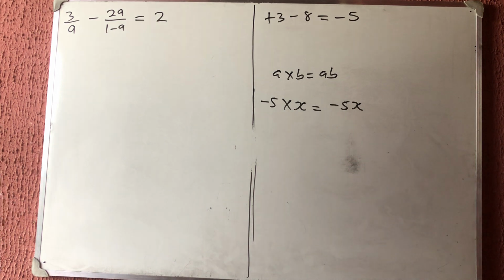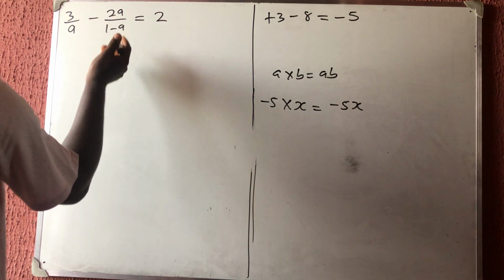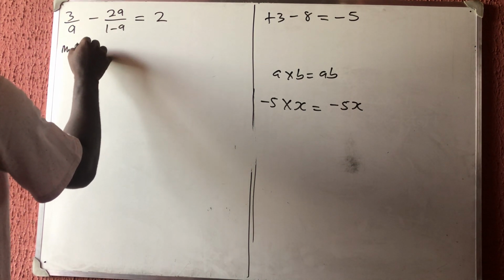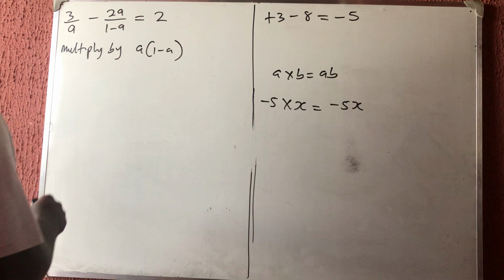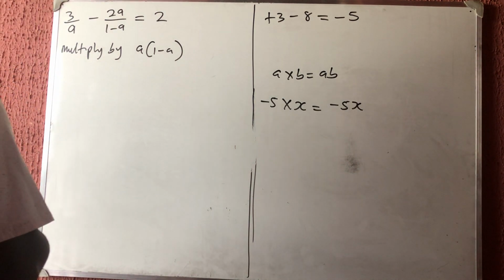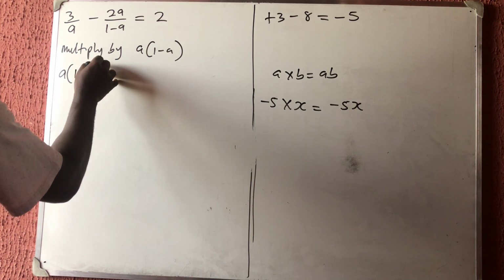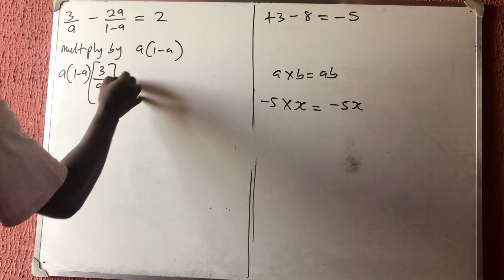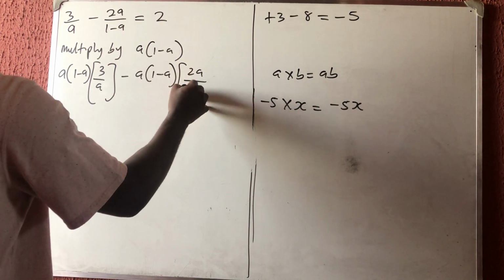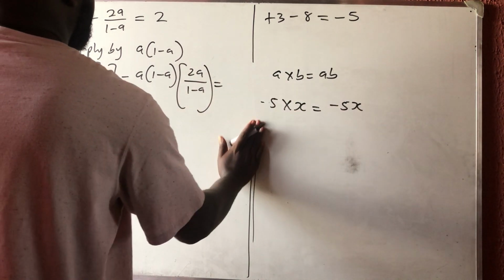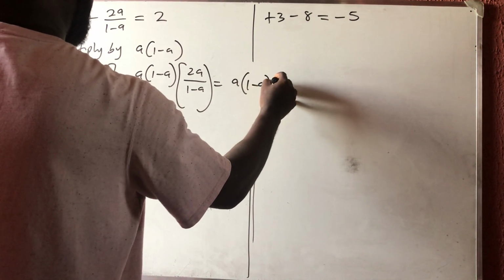We can multiply each term by the LCM again. The LCM of these two is just bringing them together, so multiply by a in bracket of 1 minus a. Multiplying the two of them together is the LCM. So I have a in bracket of 1 minus a, then in bracket of 3 over a, minus a in bracket of 1 minus a, then in bracket of 2a over 1 minus a, is equal to the same thing again, a in bracket of 1 minus a, then in bracket of 2.